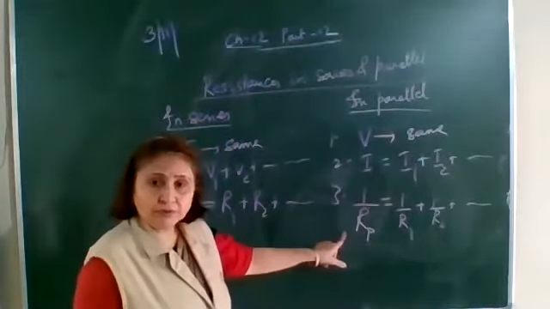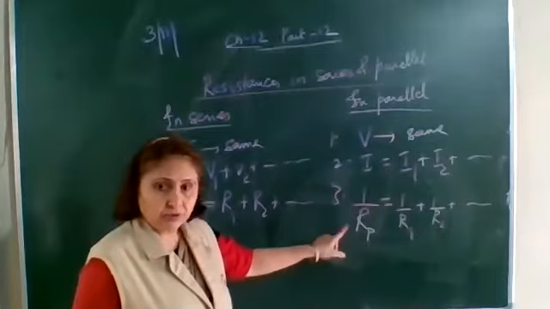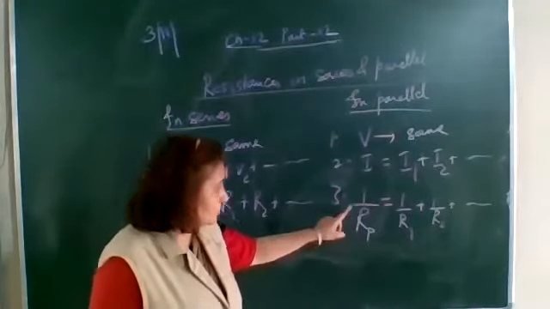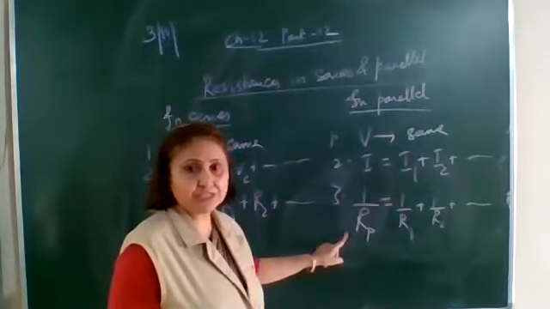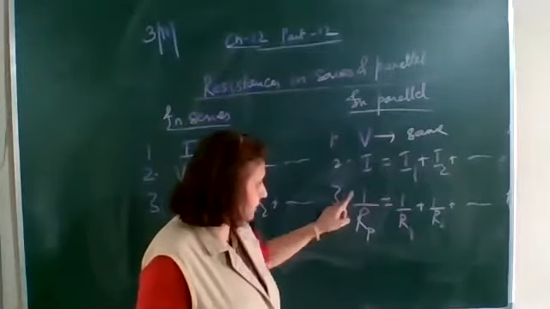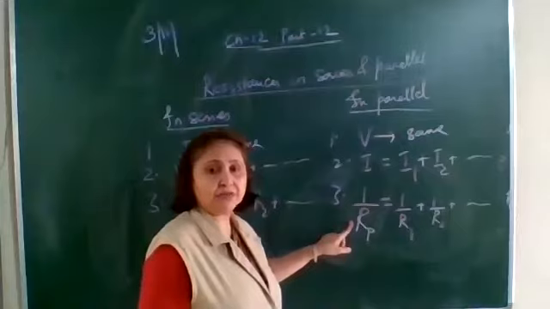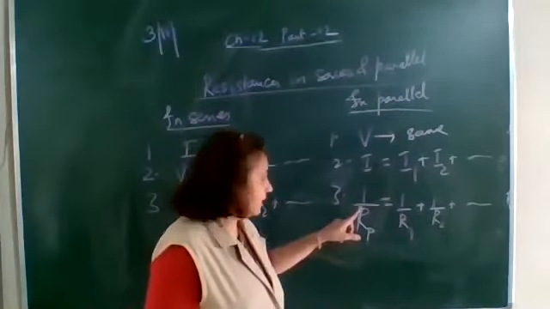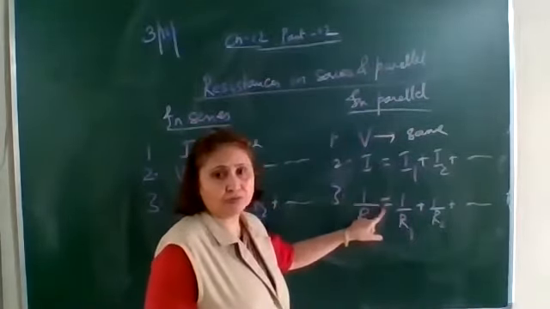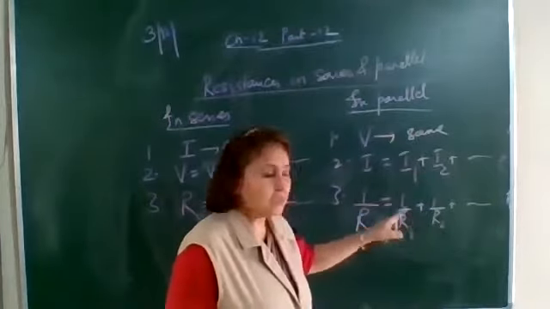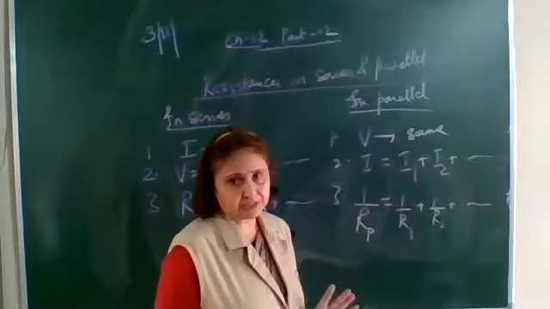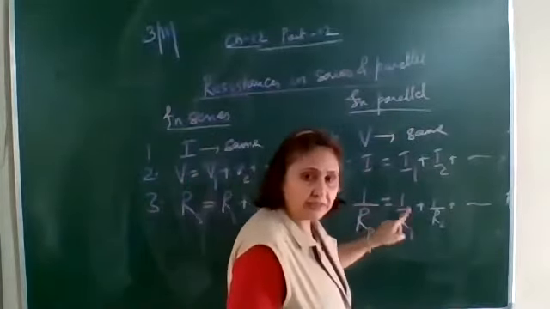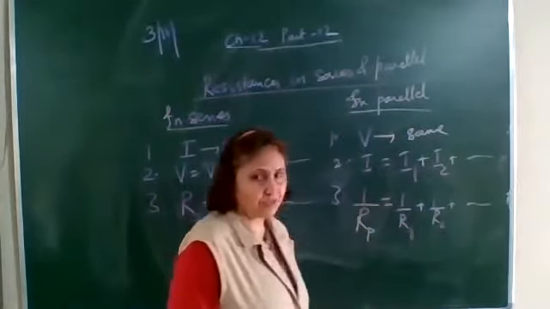Now below that write down, till here we have already written. So write down: the reciprocal of the equivalent resistance in parallel is equal to the sum of what? The sum of the reciprocals of the individual resistances.